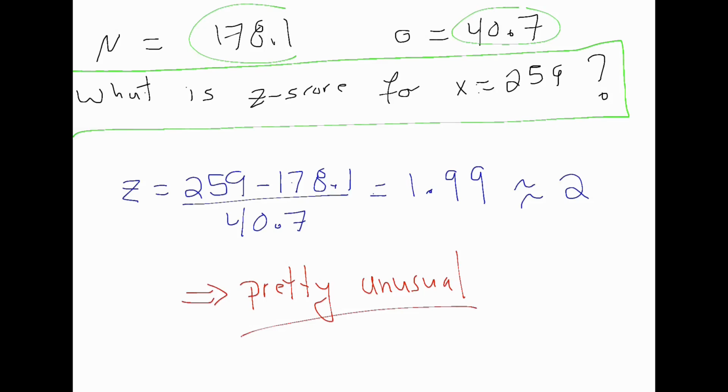Notice that this number is positive, of course, because 259 is bigger than 178, so we're above average. And I divide by the standard deviation, 40.7. I punch that into my calculator, and I get approximately 2, almost exactly. So this is a z-score of about 2. And remember what that means: when you're 2 standard deviations above average, we consider that to be a fairly unusual score. It's not extremely unusual, but it is pretty unusual. So if I'm a nurse, I might be concerned at this point, knowing that his cholesterol level was that high.